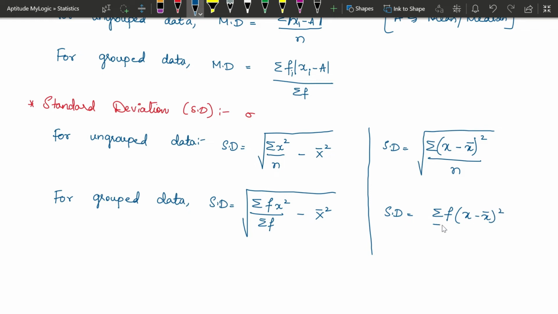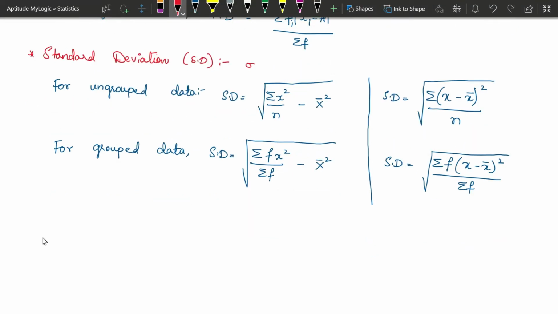Divide this by total number of frequencies. This is the second formula which uses deviations. We have another important measure called variance, and variance is the square of standard deviation. So find out standard deviation and then square it. Or in other words, without this square root symbol, whatever formula we get, that is variance, and square root of variance is going to give you the standard deviation. So we can write standard deviation is equal to square root of variance.